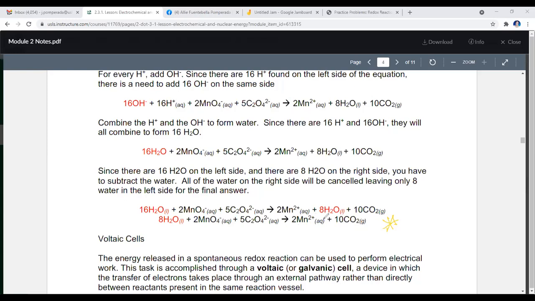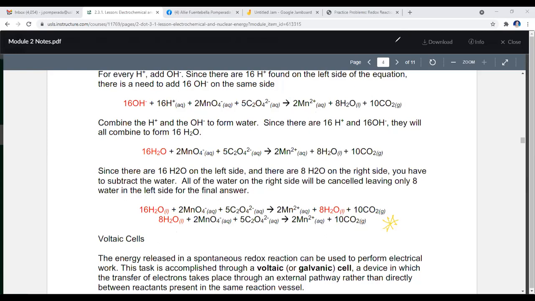Aqueous. So this particular element is in aqueous solution, meaning water. It's in water solution. Whenever you see AQ, it's fundamental. When you see an L, that's liquid. When you see a G, that's a gas. When you see an S, that's a solid. AQ means aqueous solution or in water solution.